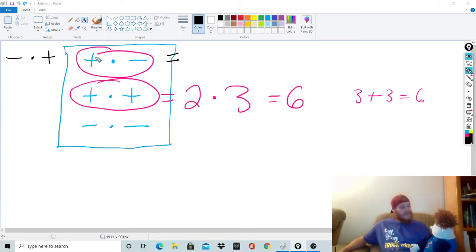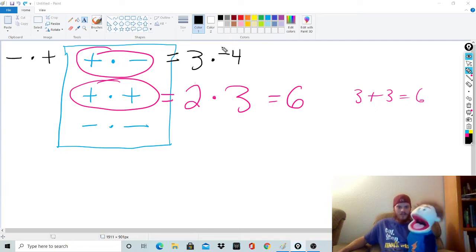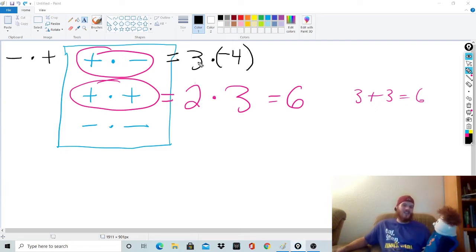So with that in mind, what we're going to do is a positive number, something like 3 times -4. How does that sound? Let's do it. I'm going to put that in parentheses. That's a lot of times how you'll see it. That's just so they separate that that's actually a -4.